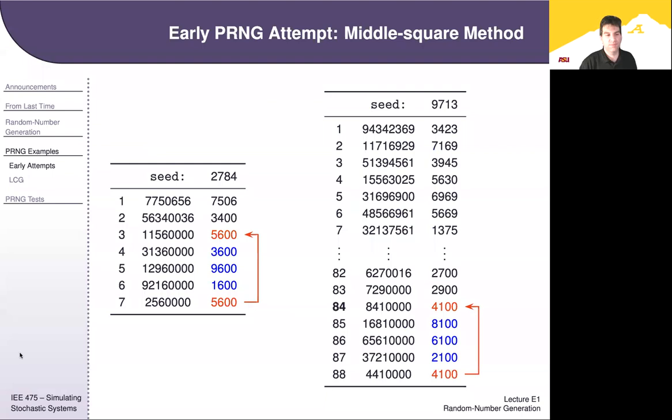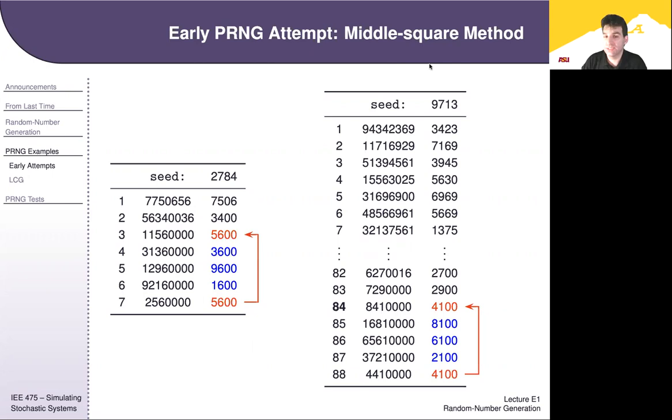You can give a seed, 2784, you go through the math, and what you find is, okay, 7506, again, 0.7506 would be the number that would come out of that. 3400 looks good, 5600 looks good, everything's looking fine. But then a couple numbers later, we end up getting that 5600 out again. And once we get the 5600 out, it just cycles back around, and now you get a cycle where all the next numbers are going to be 5,600, 3,600, 9,600, 1,600, 5,600, and they're going to keep going through there. So even though there were some transients here, which made it look like the pattern was longer than it was, it eventually started cycling.